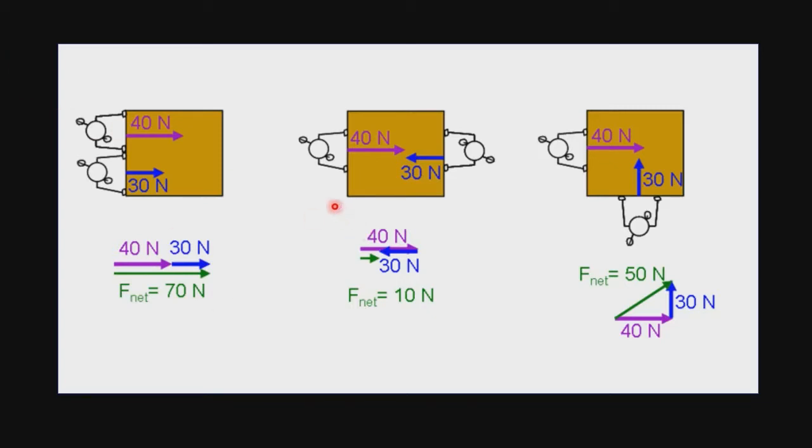In figure 2 is another type of scenario, because person 1, who is pushing 40 newtons going to the east, is actually opposed by another person who is pushing the box in the opposite direction, again with 30 newtons going to the west. So 40 newtons going to the east minus 30 newtons going to the west, the net force generated is only 10 newtons, and that is obviously going to the east.